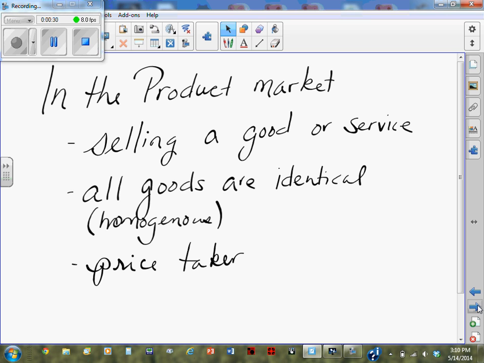And because all the goods are identical, the firms cannot compete on price. They're perfect substitutes for one another. The firms will be price takers, and the price for the good or service will be determined by the market for that good or service. So our individual firm has no control whatsoever about the selling price of the product.